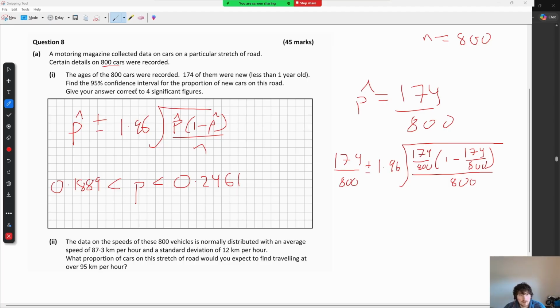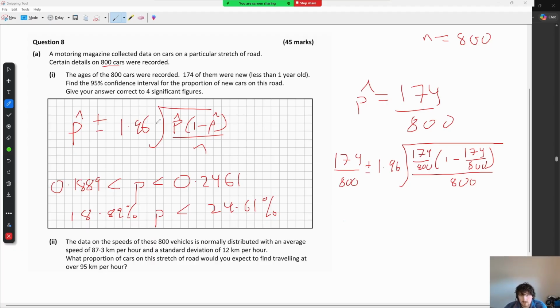And it says to give them like that in decimals. It doesn't say anything about percentages. So what this really means is 24.61%, and then this is 18.89%. So as a percentage, that still is 4 significant figures, but now it's only 2 decimal places. So you really do need to know the difference between them if it's asked in a question.